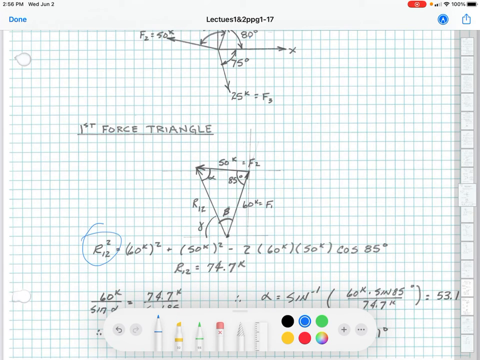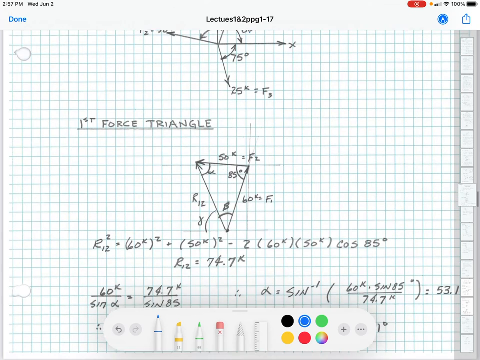So R12 squared is equal to F1 squared plus F2 squared minus 2 F1 F2 cosine 85, because it's the angle opposite of the R12 vector on our triangle. And we solve for that. We get R12 is equal to 74.7. Remember, R12 is the resultant of the vector sum of F1 plus F2.